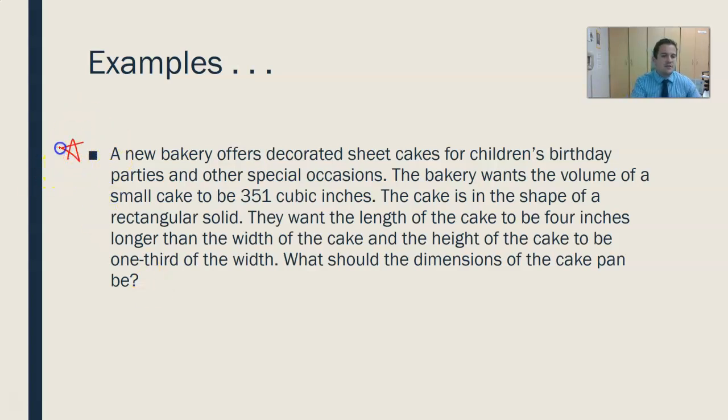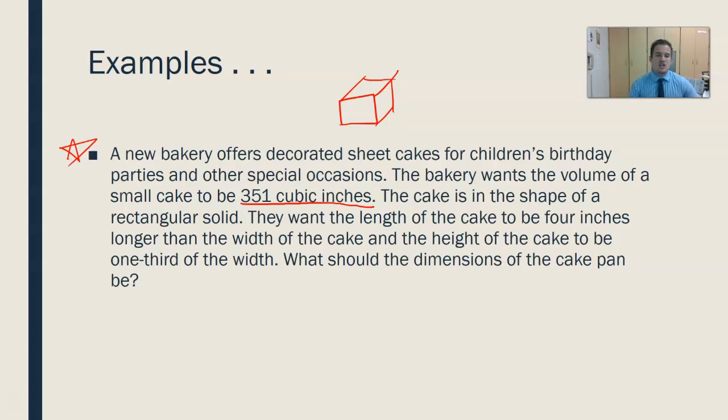Another example, this one says a new bakery offers decorated sheet cakes. I mean, if no one else can relate to this, I can. For children's birthday parties and other special occasions, the bakery wants the volume of a small cake to be 351 cubic inches. So here's like an inch. A cubic inch would be like that big, right? So the cake needs to be 351 cubic inches. That's a lot of cake.